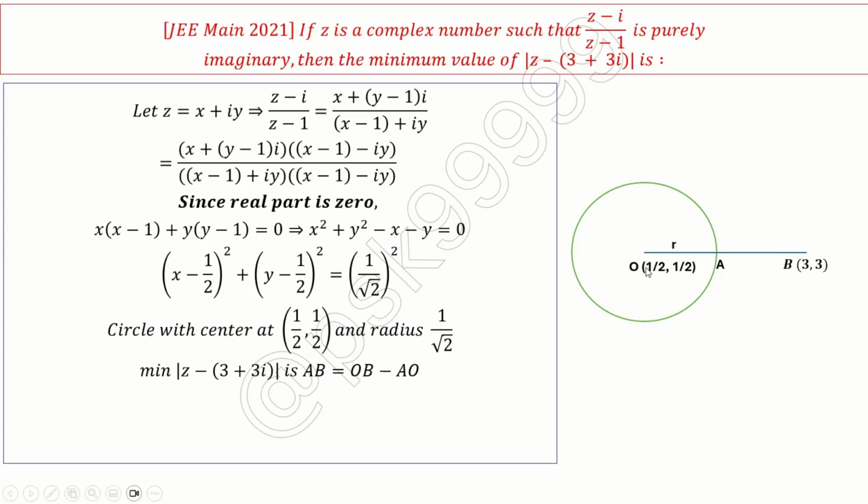OB is nothing but the distance between (1 by 2, 1 by 2) and (3, 3). This is my OB minus OA. OA is radius, which we know is 1 by root 2. Okay, so if I substitute the values, the minimum value of the given expression is nothing but square root of (5 by 2) square plus (5 by 2) square minus 1 by root 2, which is nothing but 2 root 2. This is the answer.